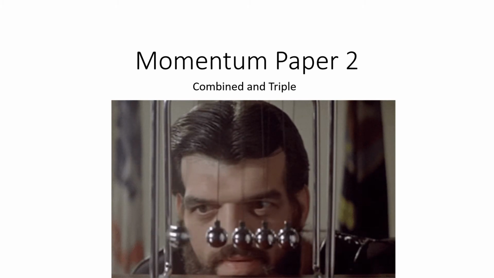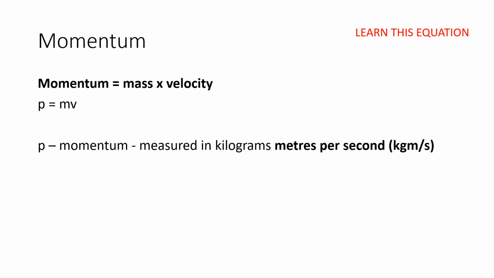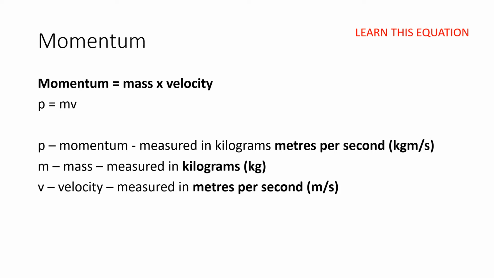This session is on momentum, which is in paper 2 and is for combined and triple. Momentum is equal to the mass times the velocity. This is the definition of momentum. P is equal to mv. P stands for momentum, which is measured in kilograms meters per second. M is the mass, measured in kilograms, and v is the velocity, measured in meters per second.